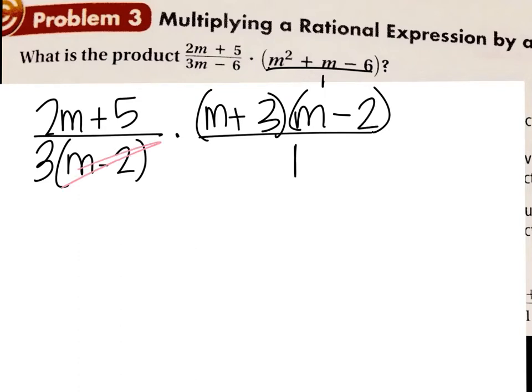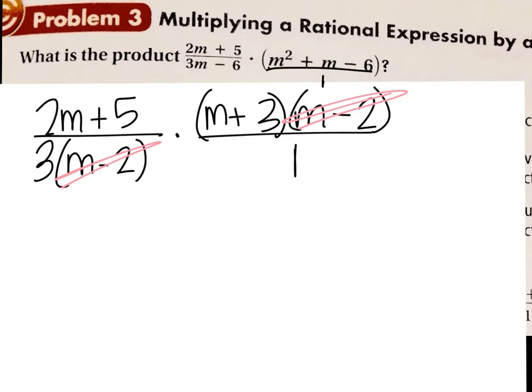So I see that m minus 2 will cancel with m minus 2. Now this 3 will not cancel with this 3 because this 3 is not a factor by itself. If you cancel that, that's where you kill the kittens, remember? So we're not going to kill any kittens. That looks like all I have left to factor.